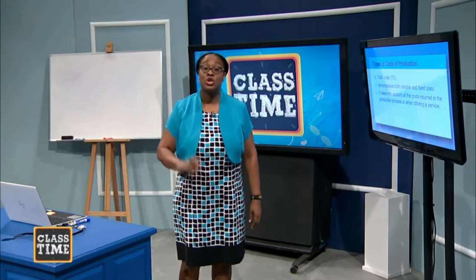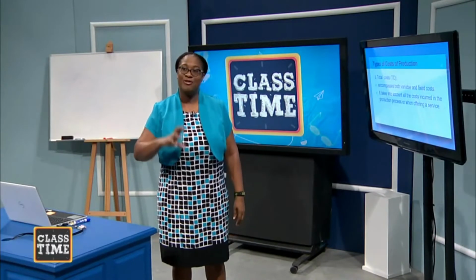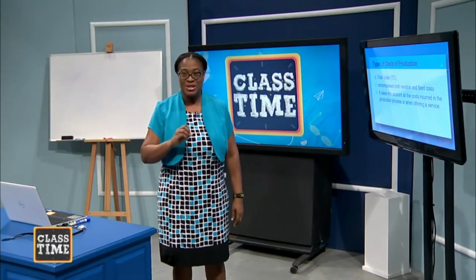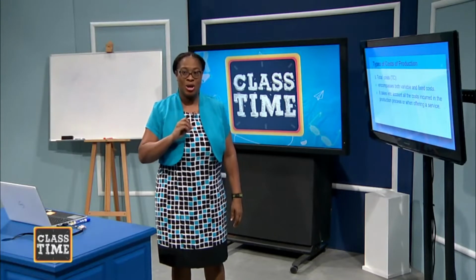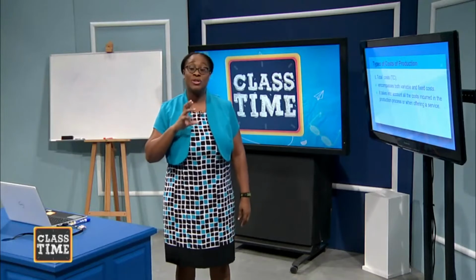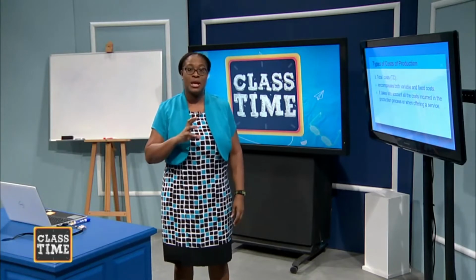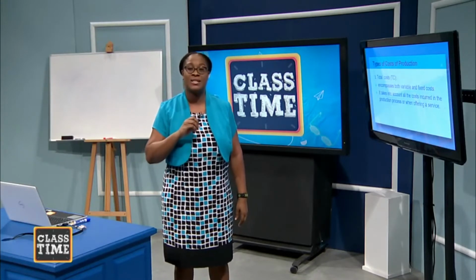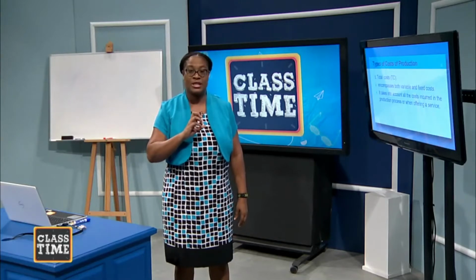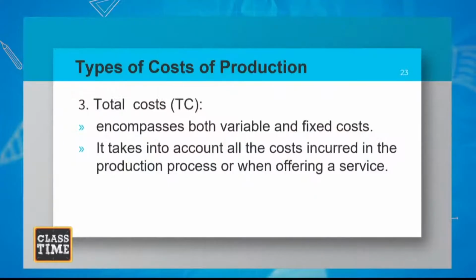Now let's look at total costs. When you hear the term, you know what it means. It's now looking at all of the costs. So what you'll find is that your total cost includes both your variable costs and your fixed costs, right? When taking into account all the costs in the production process or when you're offering a service.